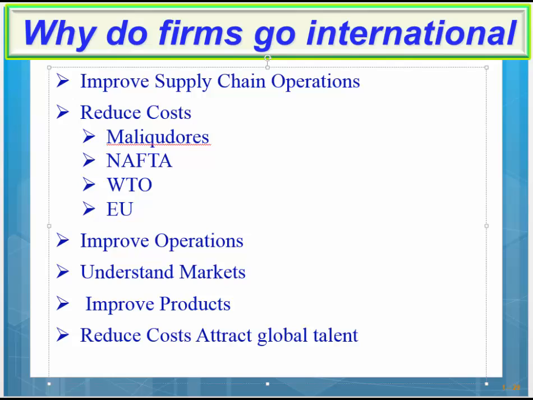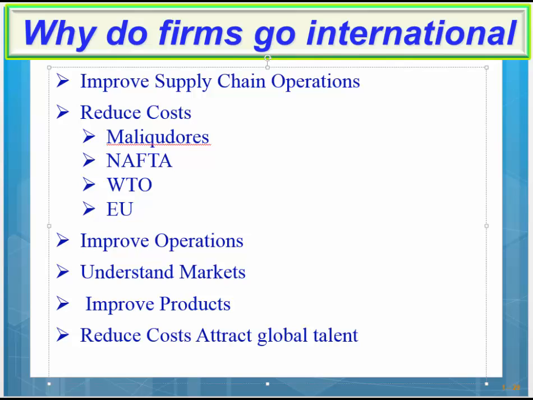Now, students in the past have asked me, well, what's the difference between this and improved supply chain operations? Well, remember, supply chain is all of the places where value added is occurring. And so it often has more to do with raw materials, whereas improving operations is more of a knowledge-based thing, although there is some overlap, of course.